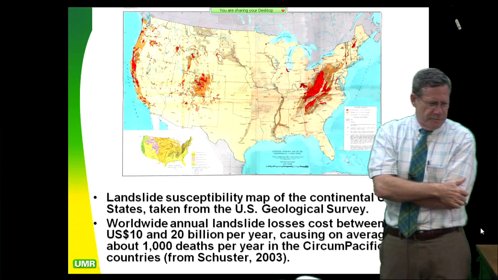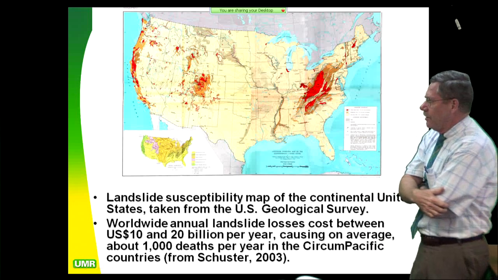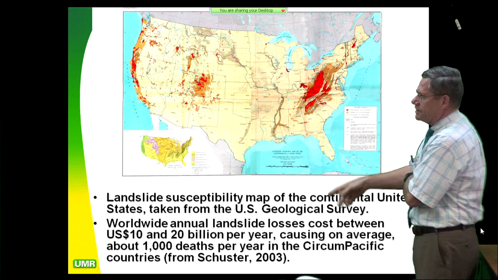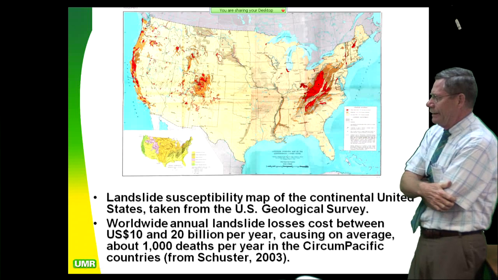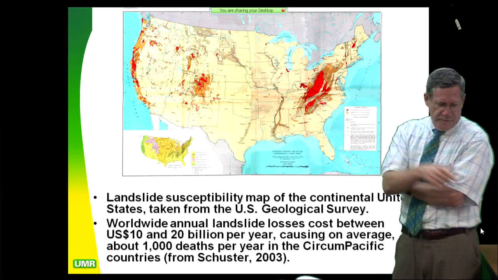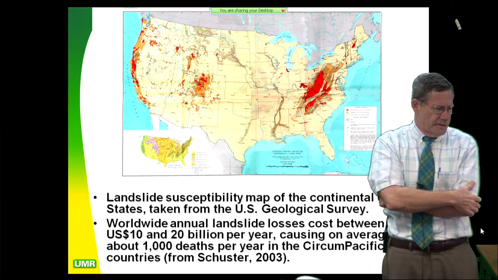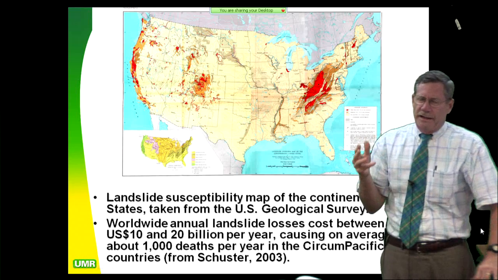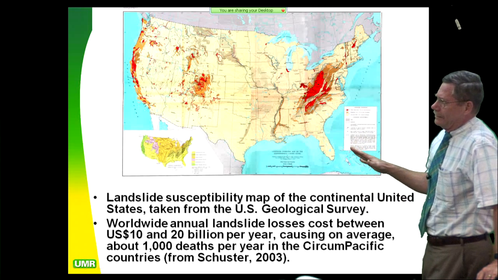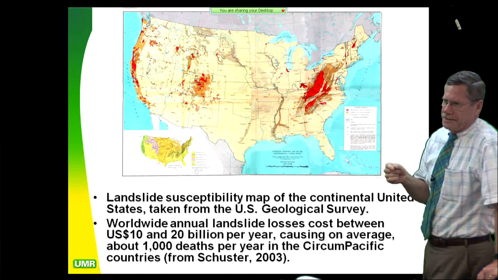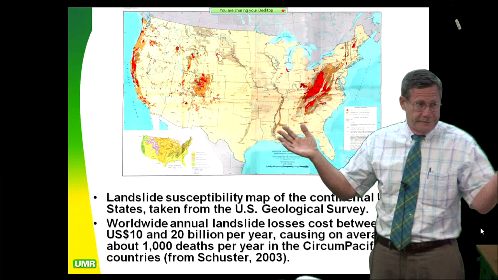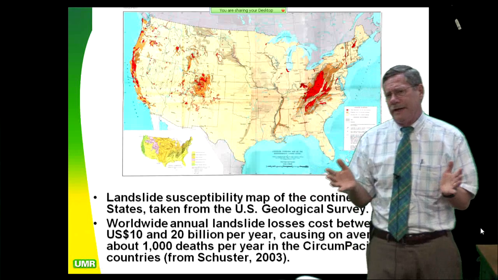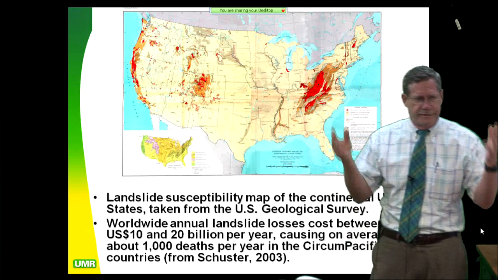And what everybody assumes, if we look at this and we see the costs, in the United States the costs are between $10 and $20 billion a year, averaged over a long period of time, and about 1,000 deaths a year in the circum-Pacific countries, according to Bob Schuster of the USGS. The difficult thing about looking at geohazards is they don't occur on averages at all. If you look at the averages on flood statistics in the United States prior to Katrina and after Katrina, the statistics are completely different because Katrina and Rita were such a big event in terms of deaths and property damage.